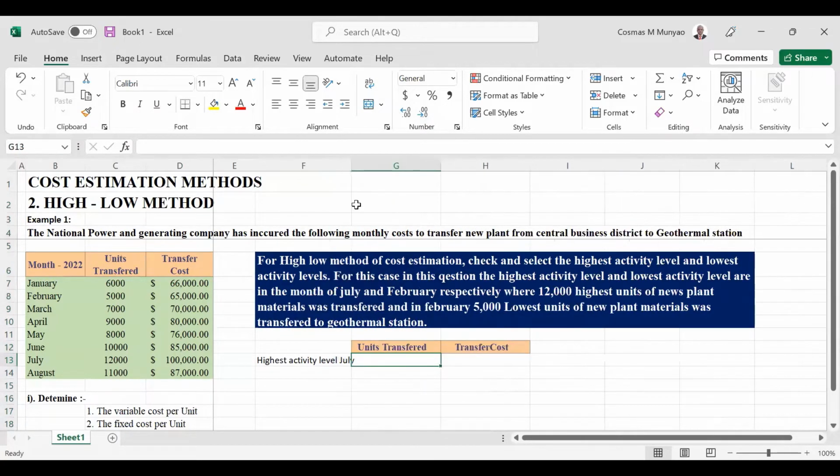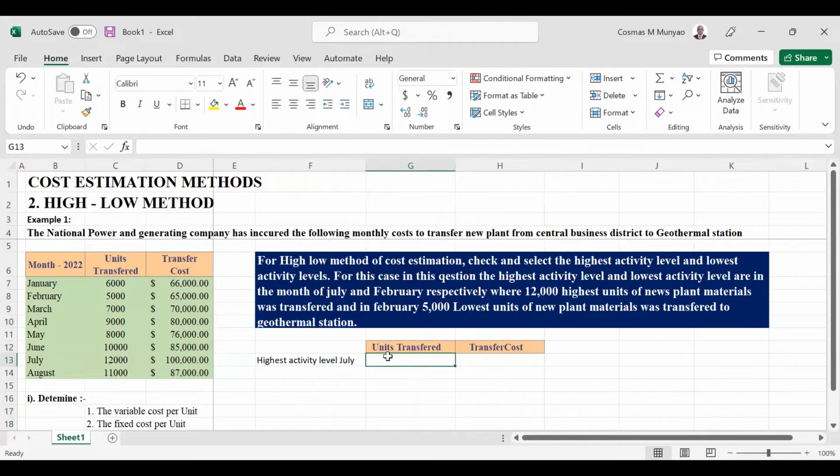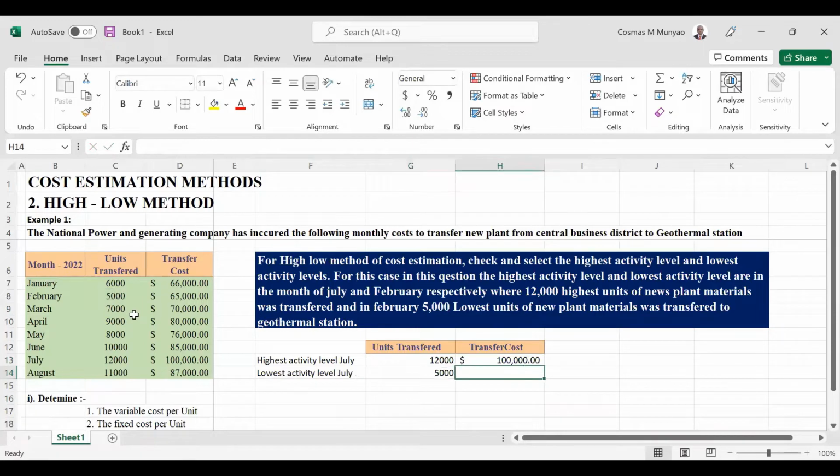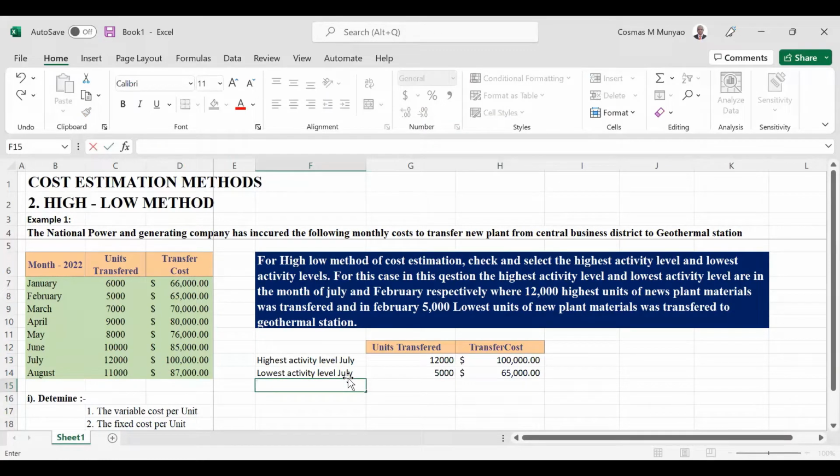So let's move this one. The highest activity level will be 12,000 units, and its cost is 100,000 US dollars. Then the lowest activity level is having 5,000 units. It's in February, and its cost is 65,000.